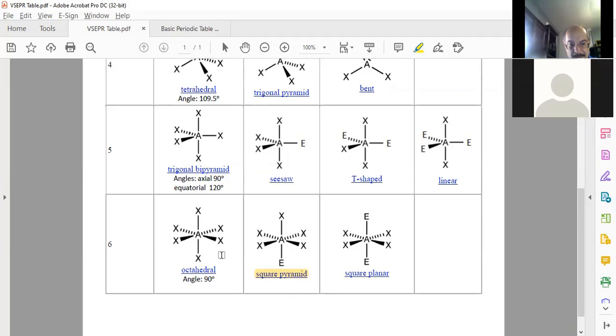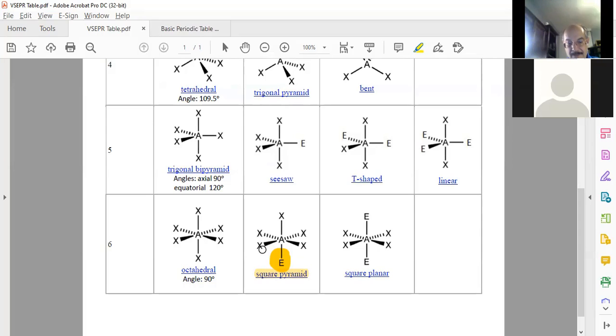So IF5 is built on a basic octahedral type of shape, but because of the lone pair that it has in here, it ends up being a square pyramid. So notice that that is truly non-symmetric.